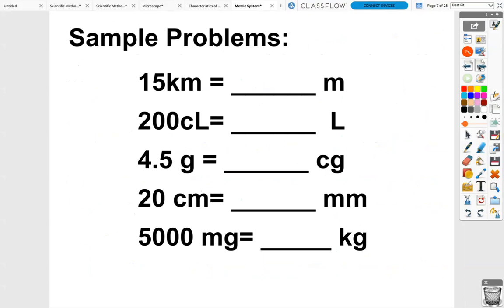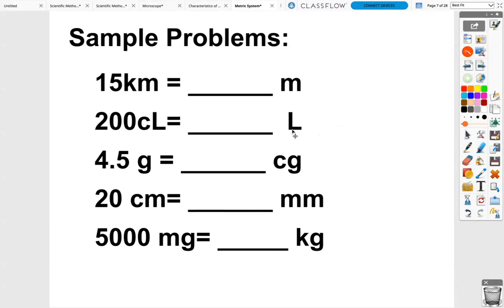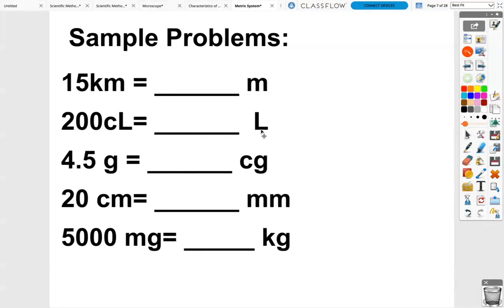Today we have some sample problems. I'm going to work through these with you, so hopefully we'll come to a better understanding of what these actually mean. You'll have to refer back and forth to your chart, but I will go to your chart too and help you understand. On this first one, we are converting 15 kilometers to meters. So the question becomes, how many meters is equal to 15 kilometers?